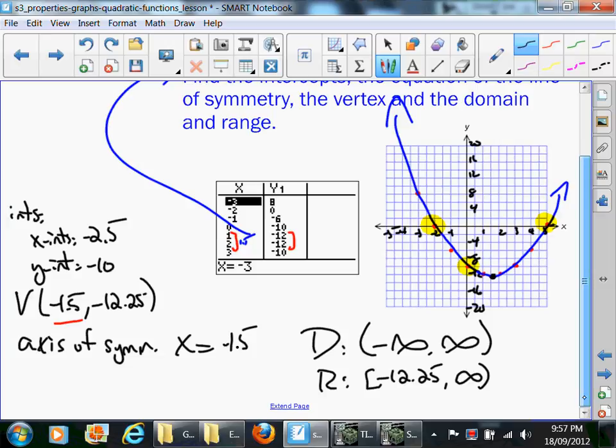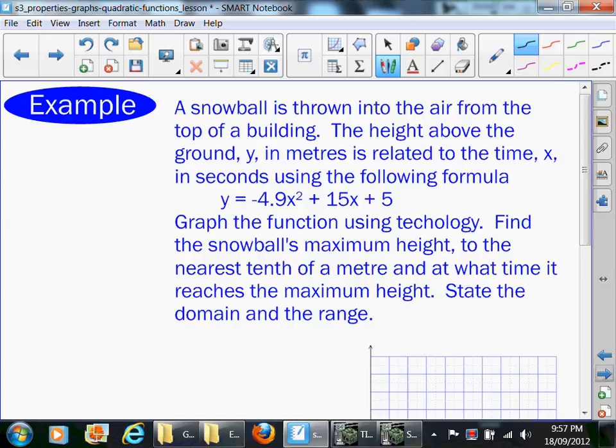Okay, moving on. Last example. A snowball is thrown into the air from the top of a building. The height above the ground y in meters is related to the time x in seconds using the following formula. Y equals negative 4.9x squared plus 15x plus 5. Graph the function using technology. Find the snowball's maximum height to the nearest tenth of a meter and at what time it reaches its maximum height. State the domain and range.